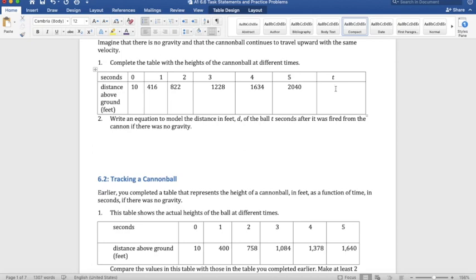Alright? So now take a minute and think about, after t seconds, what is happening. What's an expression to model the growth over time? Pause it, think about that for a minute.